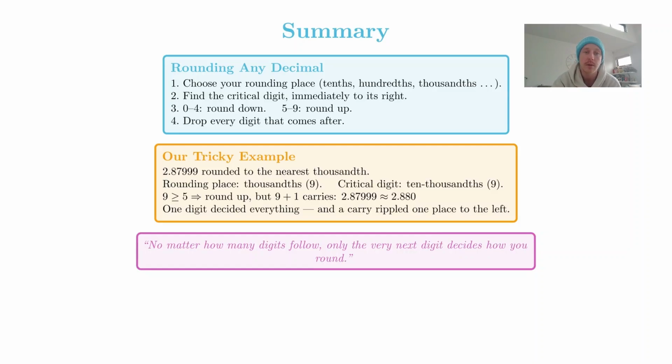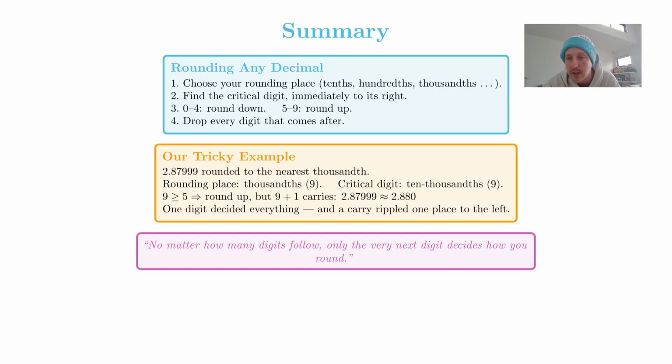Our tricky example had us taking 2.87999, rounding to the nearest thousandths. Because the critical digit was a 9, that rounded up, which means we then had to carry it because the position we were rounding to is also a 9. We couldn't just put that up one. We had to bring it across to the next column. So we ended up getting 2.880. So that one digit decided everything, and you can think about the carry as rippling across to the left. So big picture, if you too long didn't read, no matter how many digits follow, only the very next digit decides how you round.